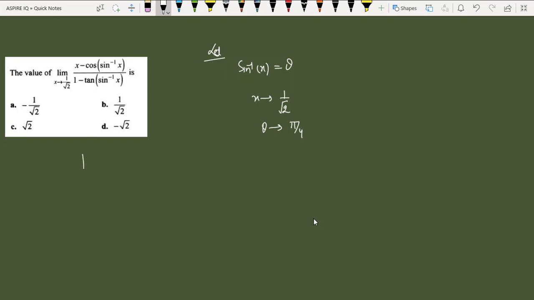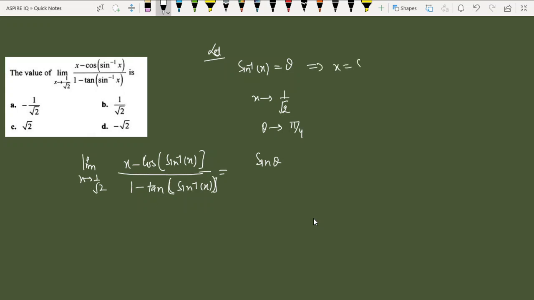Just simply replace it. Limit x tends to 1 by root 2, of x minus cos sin inverse x over 1 minus tan sin inverse x. Now replace it: x is equal to sin theta, this will be tan theta, and minus cos theta upon 1 minus tan theta.